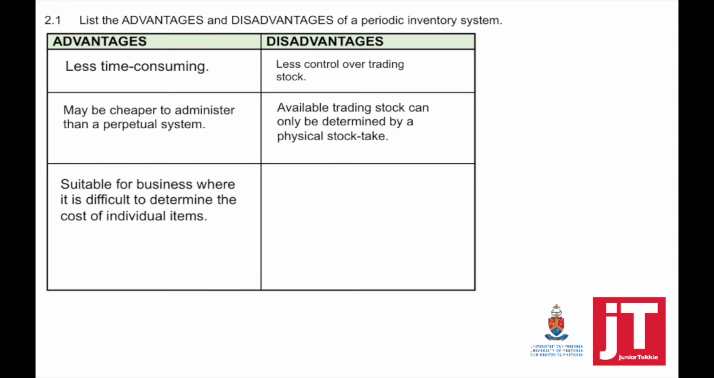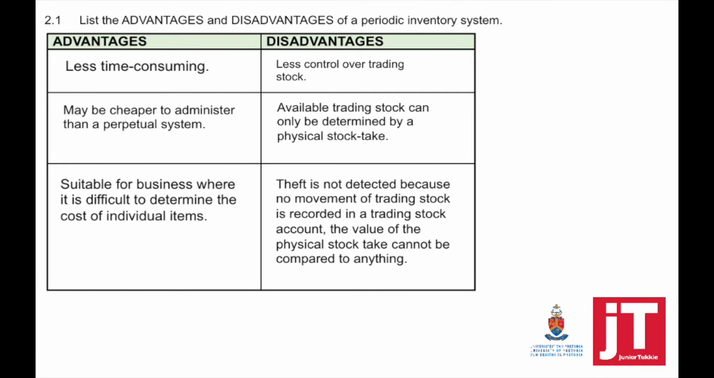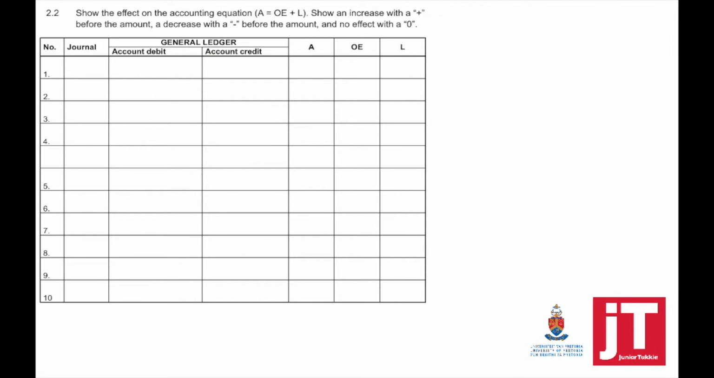Disadvantages, there's less control over our trading stock. Available trading stock can only be determined by a physical stock count. I've got nothing to compare the physical stock count with, so it's difficult to see if there is any stock missing when we're using this type of system. That's why it's a disadvantage. Theft is not detected because no movement of the trading stock is recorded in the trading stock account. The value of the physical stock take cannot be compared to anything. So this is the downside of using a periodic inventory system.